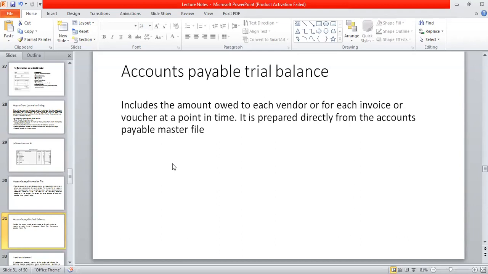Usually these documents, the trial balance, are now electronic documents, but in some companies the trial balance can be computed manually. It is important to note that in most organizations, these accounts payable trial balances are now electronic documents.